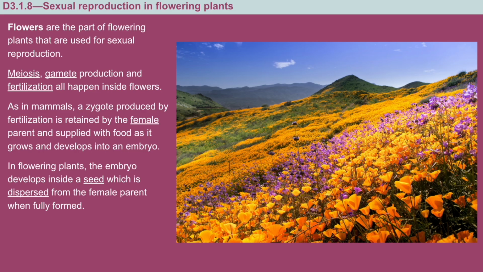In flowering plants, however, while the embryo develops inside a seed, inside of the female parent, it then gets dispersed from the female parent in hopes of not competing with the parent, and that seed can then germinate and grow in its new location. Okay, now let's outline both the male and female parts of the flower.